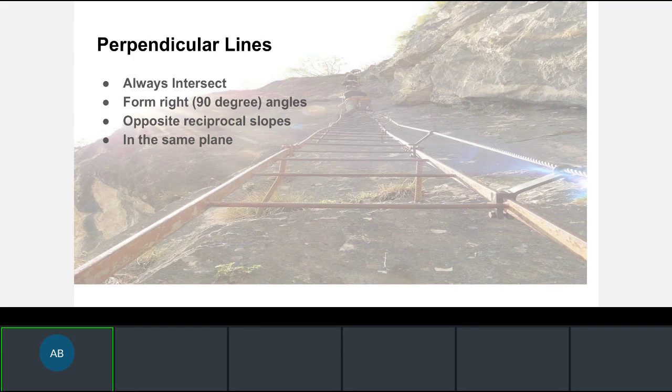Okay, so perpendicular lines, they always intersect. They form right angles. They are a special intersection. They form 90-degree angles. It cannot be perpendicular if it does not form a 90-degree angle. They have opposite reciprocal slopes in their equations, and they are also in the same plane.